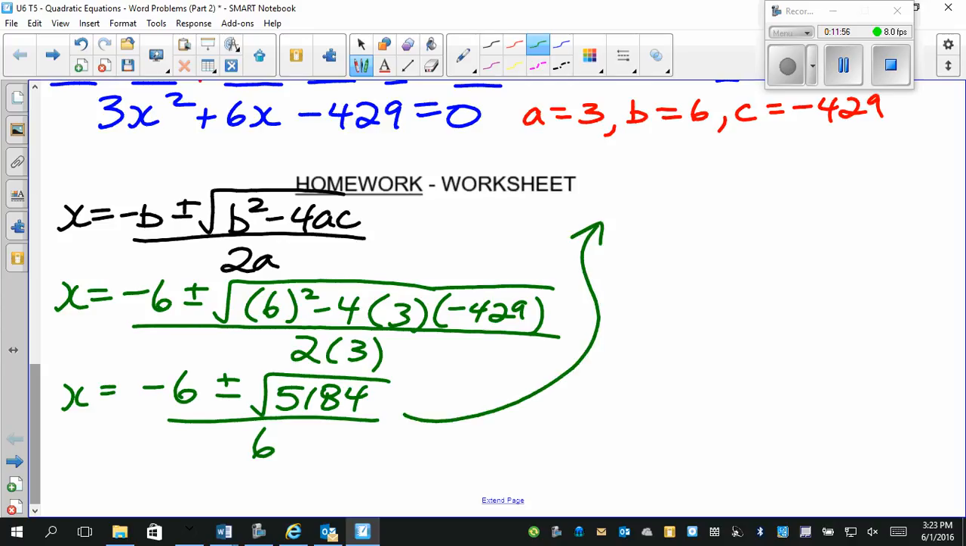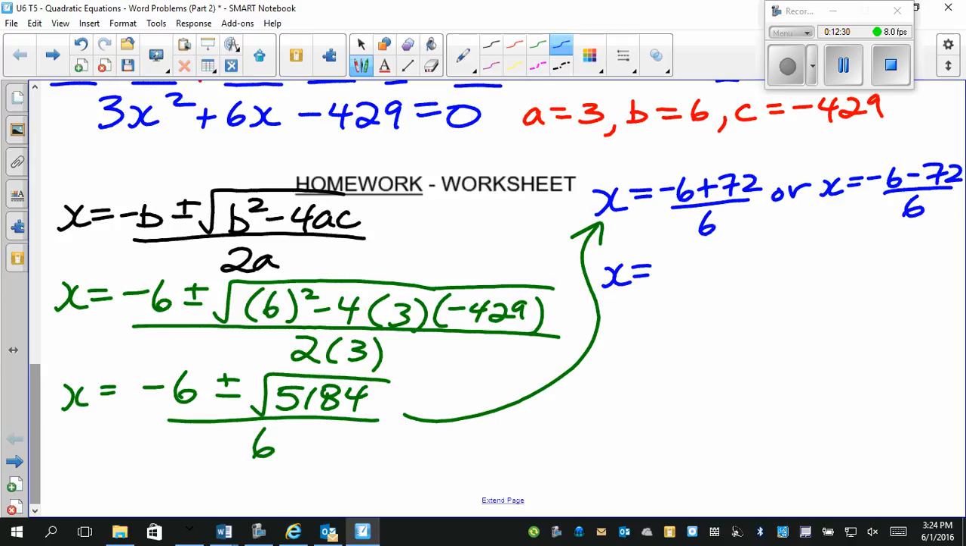And here is where I've got to split my two answers. So one answer is x equals, and the square root of 5184 is 72. So it's going to be negative 6 plus 72 over 6, or x equals negative 6 minus 72 over 6. So my possibilities here then are x equals 11, or x equals negative 13.